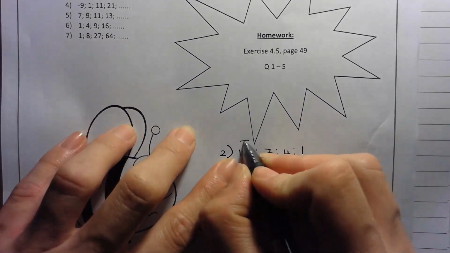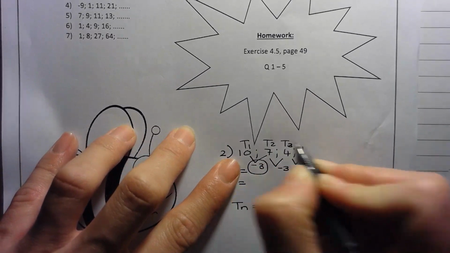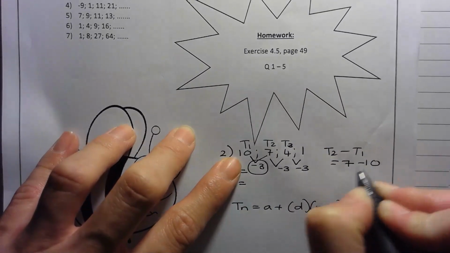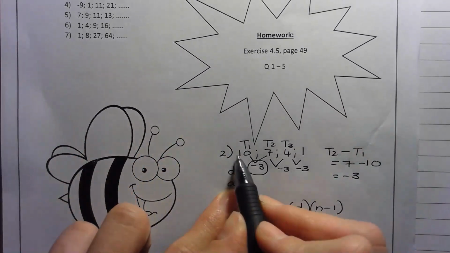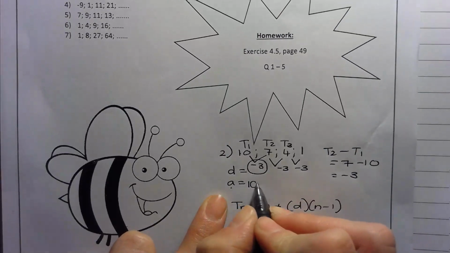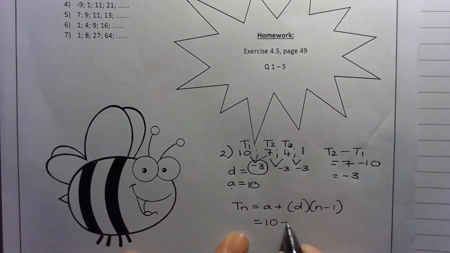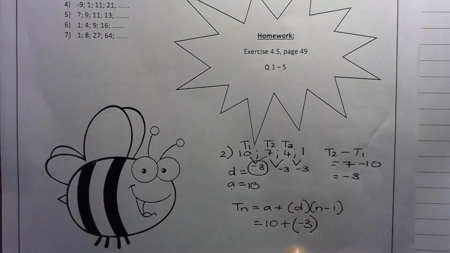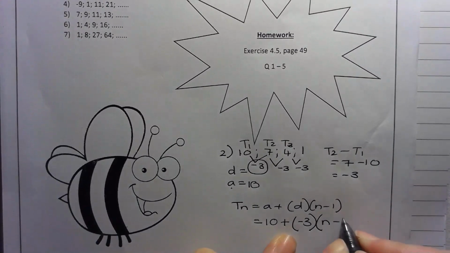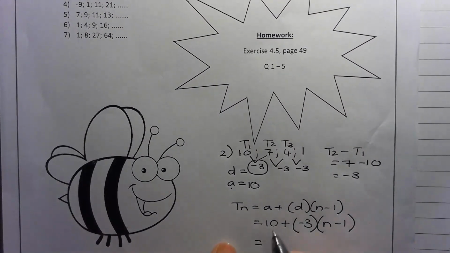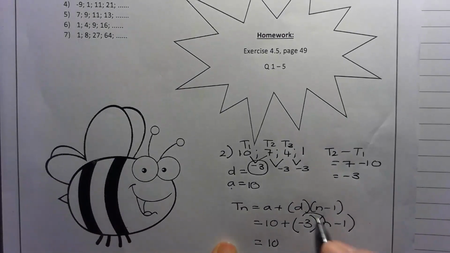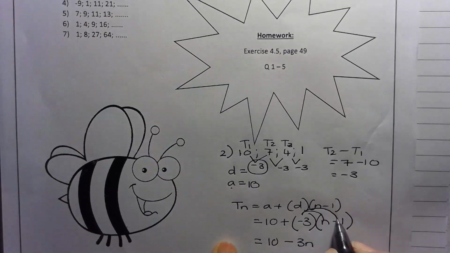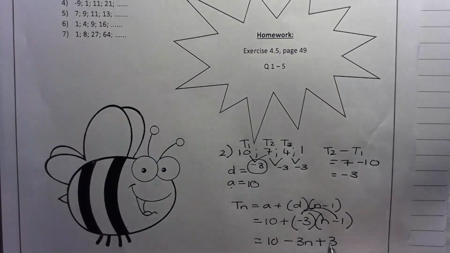If you couldn't figure it out, you label them: term 1, term 2, term 3, and T2 minus T1. 7 minus 10 is negative 3. My a value, my first number in my pattern, is 10. And then you're going to sub it in. Careful here, please make sure you have a bracket so that it doesn't look like you're subtracting only. We need to multiply. Do brackets first. Negative 3 times n is negative 3n. Negative times negative is positive 3.